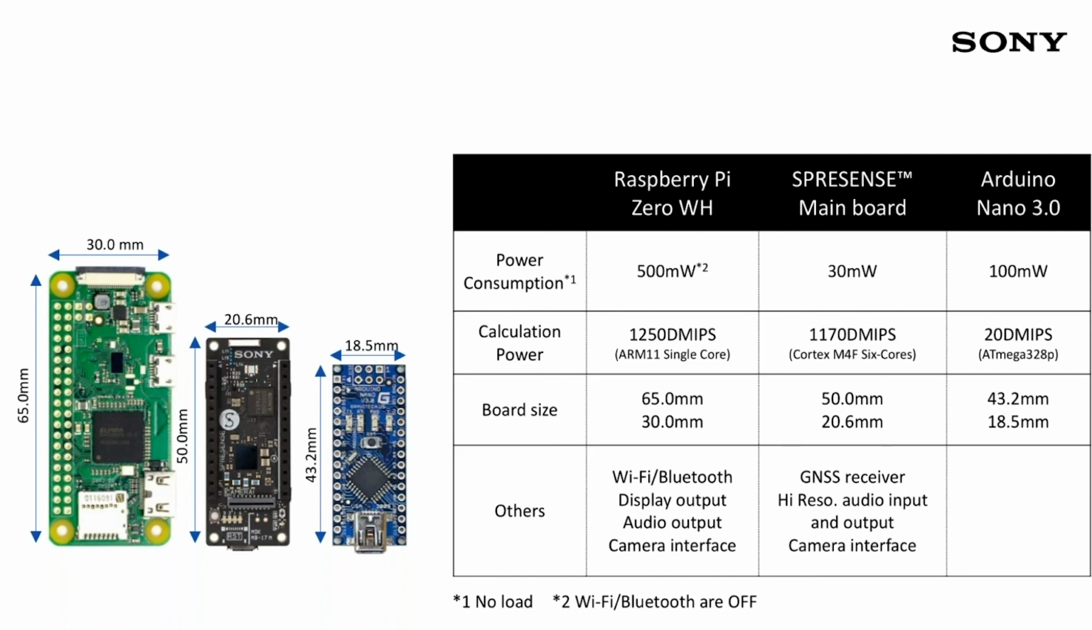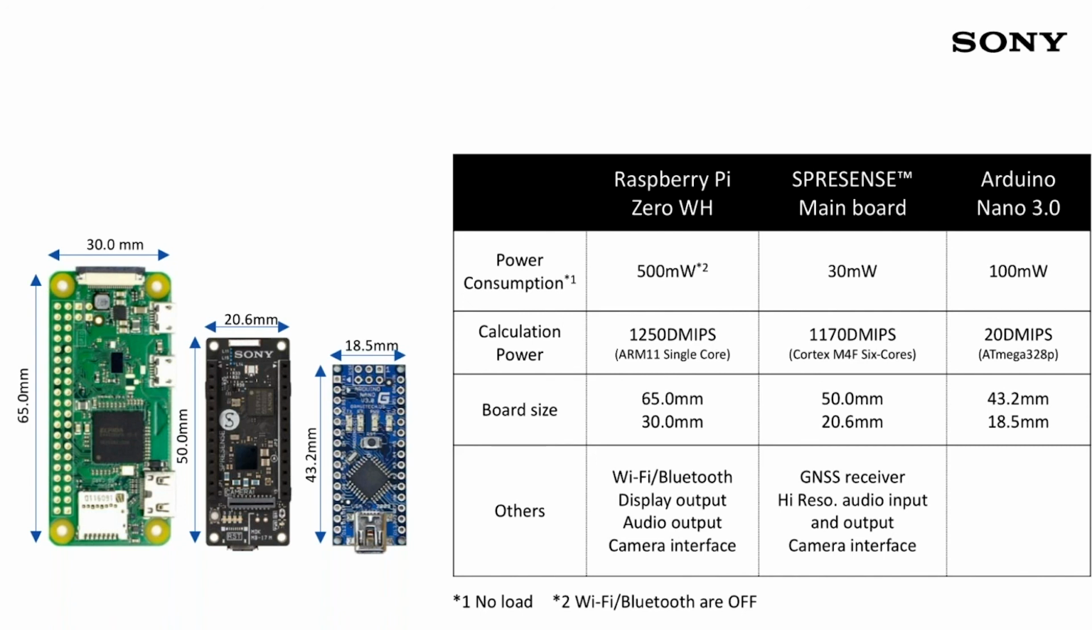And then as far as board size, it's important because we are building prototypes. We want to know how big our prototype is getting. So it's very much comparable. It's right in the middle between Arduino and Raspberry Pi. And let's look at other features that they are providing. Arduino doesn't have GNSS, but if you compare Spresense with Raspberry Pi, the GPS that we have integrated in the board is not available in Raspberry Pi.